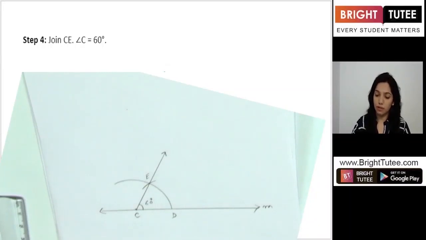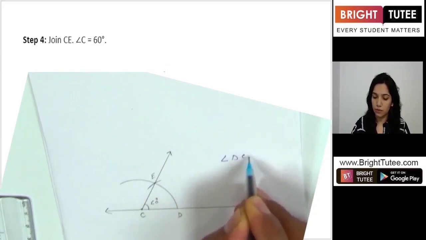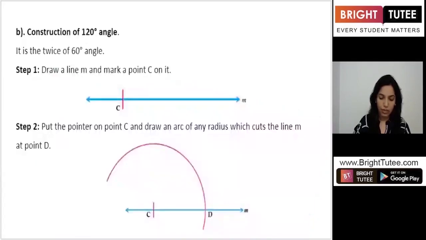It's really simple. You just have to draw a straight line, make any point on it, then with any suitable radius you make an arc. Don't change this opening of your compass. Put the pointer at the point of intersection of the arc and the line and make an arc cutting the previously drawn arc. Now just join the point where we started the angle from and the point of intersection of the two arcs, and the angle you see in front of you is 60 degrees. Simple. Moving ahead to the next special angle, that is 120 degrees.